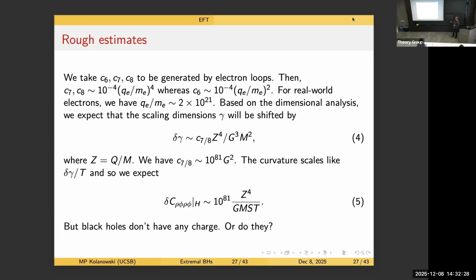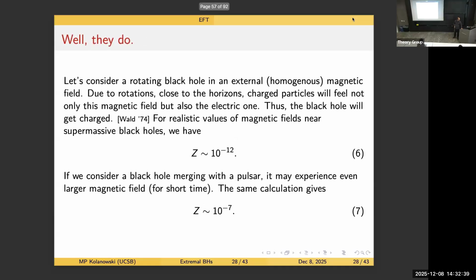But it's definitely larger. This prefactor is definitely larger than the prefactor for any quantum gravity effects, for example. So this is the leading beyond Einstein-Maxwell correction.